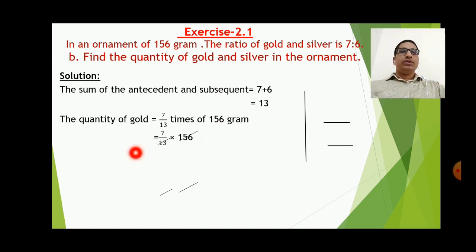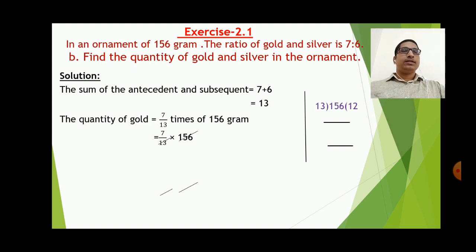Now look here. Here 7 by 13, and we know what "of" means. Of means multiplication. Here is this multiplication, and 156 is here. Okay, now at this stage what will we do? We have to divide 156 by 13. Now we will see, if we divide 156 by 13, what will the answer be?